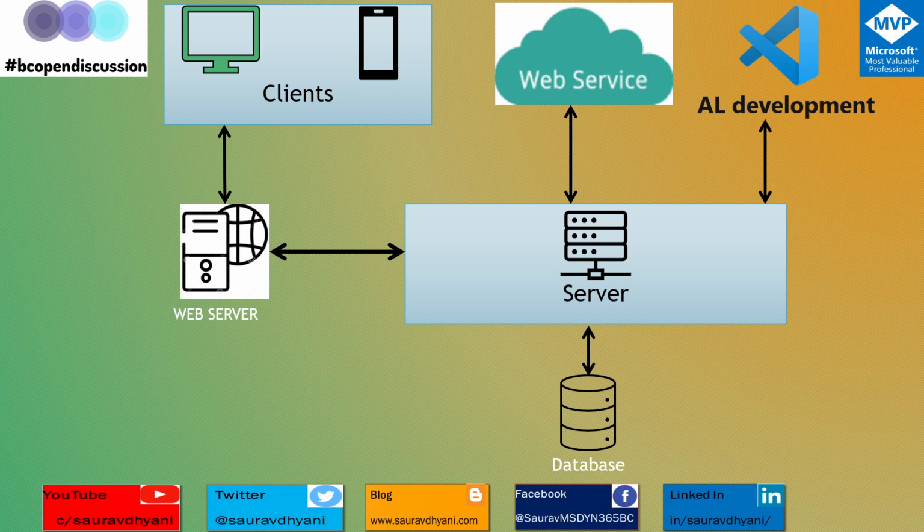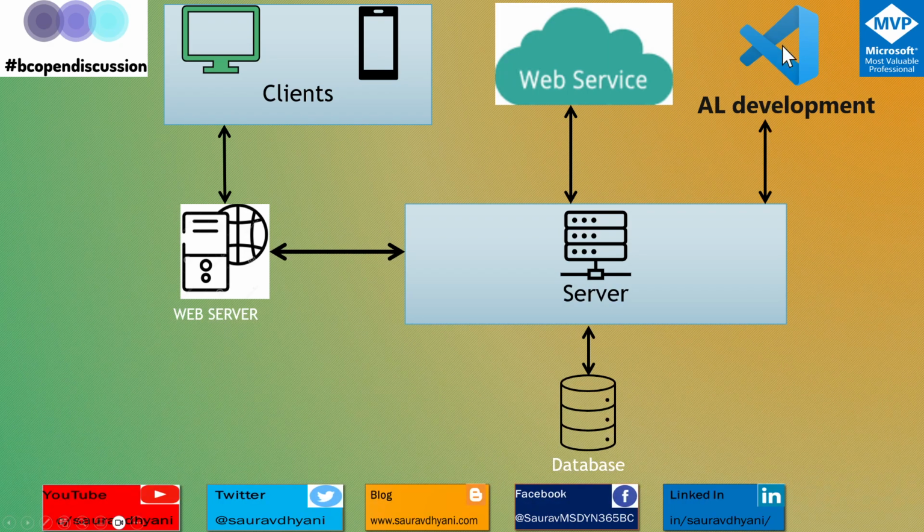Now, the only way to communicate to the database server is using the service tier, which we call the middle tier of the Business Central environment. That's the only way a Business Central client, a web service or a development environment gets connected to the database where the data is. So the service tier is a single point of contact where all the client communication or any other communication goes to the database. Let's talk about those different options.